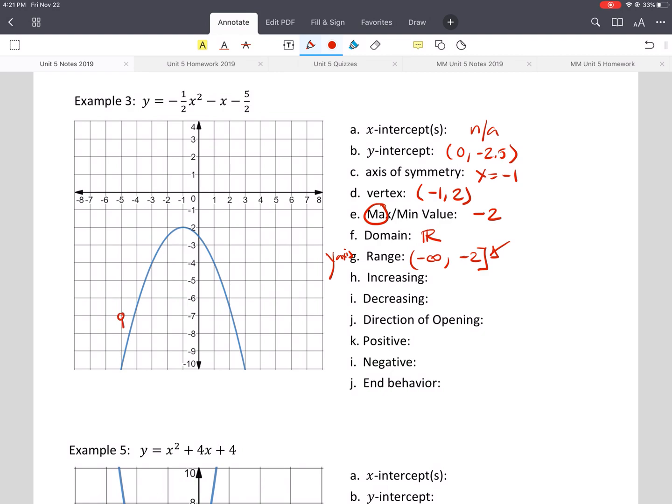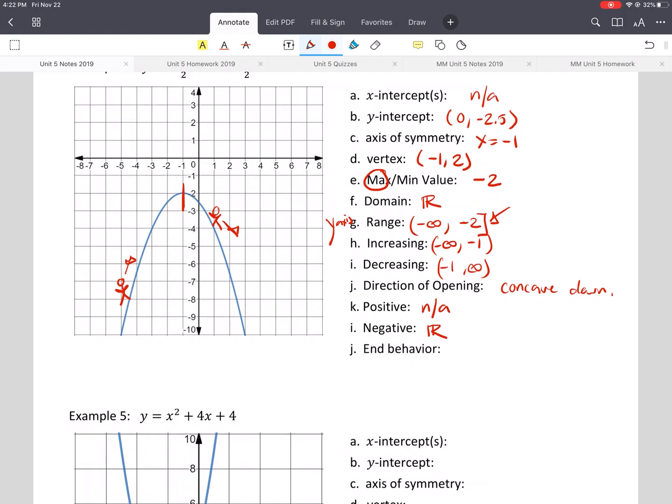Increasing, so you're walking on your mountain, okay, it's increasing all the way to here. So it would start at negative infinity, goes to negative 1, and then decreases from negative 1 to infinity. Direction of opening would be concave down. Positive, okay, it's never positive, doesn't apply in this situation, and negative would be all real numbers. You could say it from negative infinity to infinity.